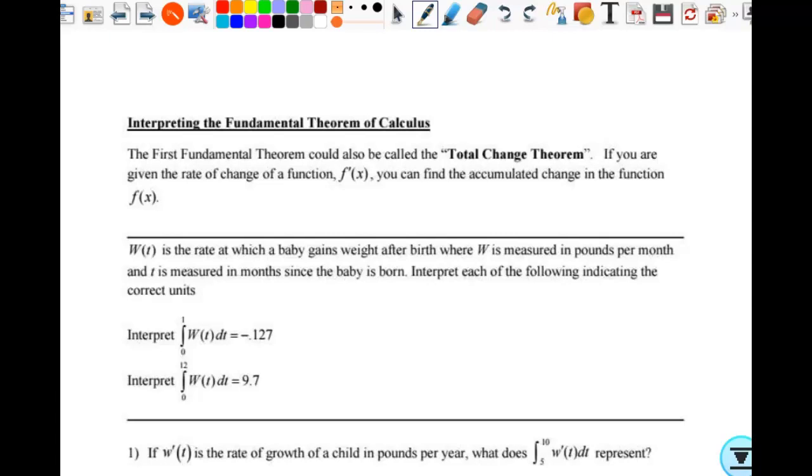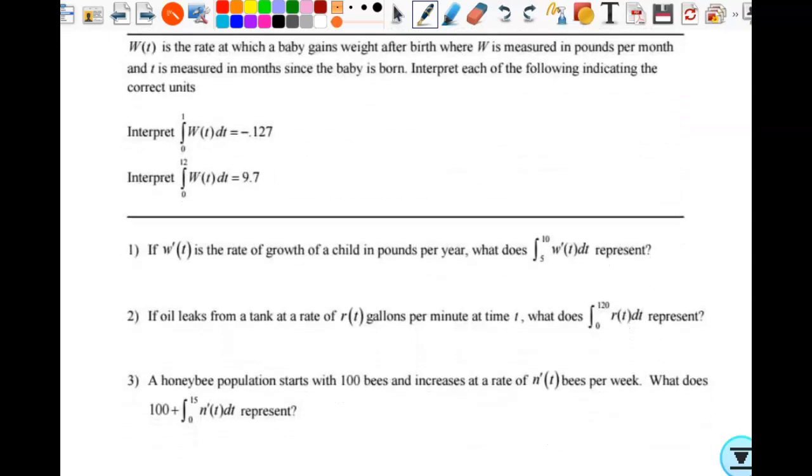The first fundamental theorem of calculus could also be called the total change theorem. If you are given the rate of change of a function, you can find the accumulated change in the function f of x. So remember that whole accumulated change, that's why we have that area under the curve idea there.